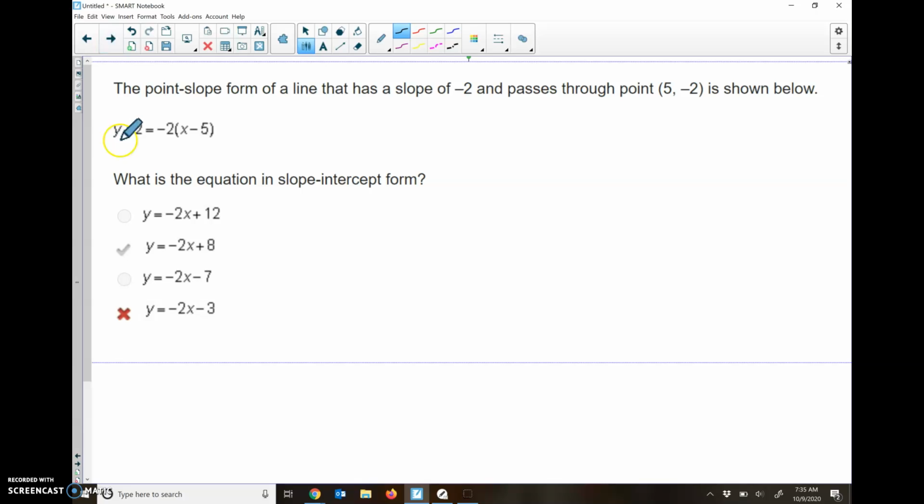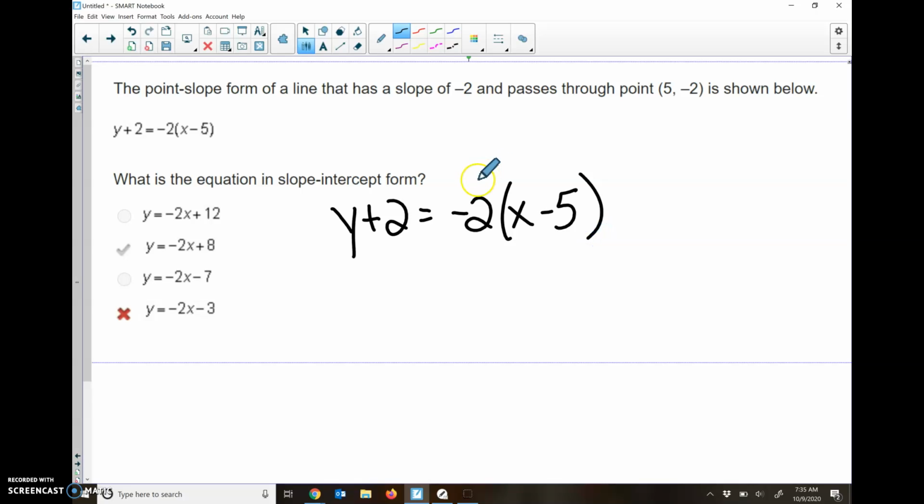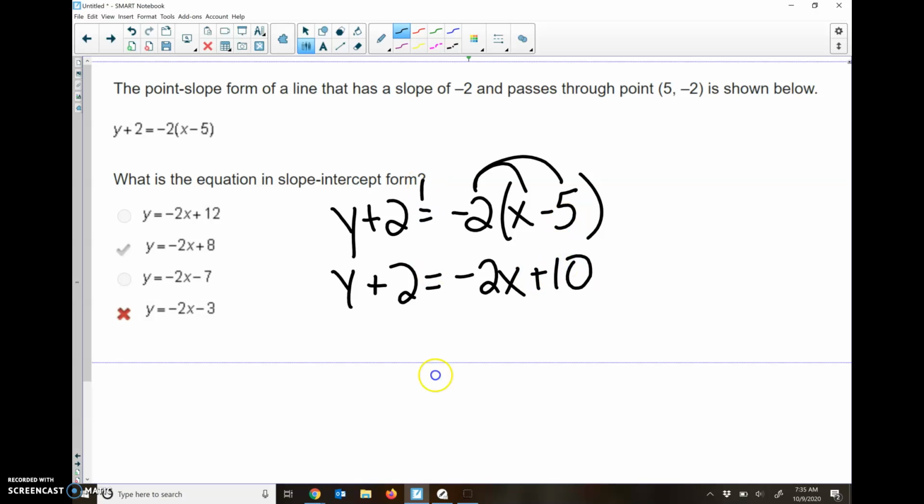And then the last one here, again, the same kind of thing. It gives us the equation this time, so we don't have to come up with it. We have to do those two steps of distributing and then adding or subtracting. So distribute: -2 times x is -2x, and -2 times -5, two negatives now, so +10.